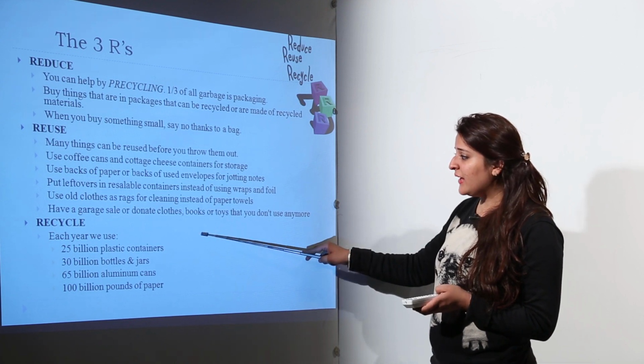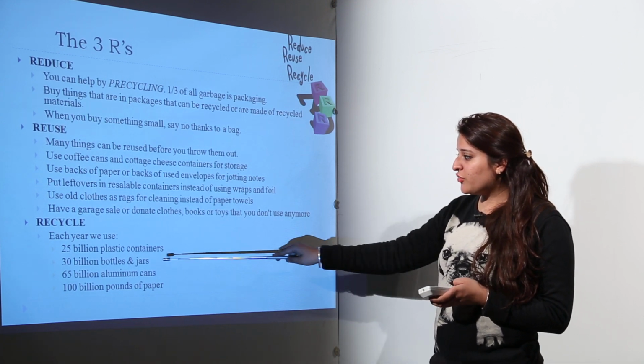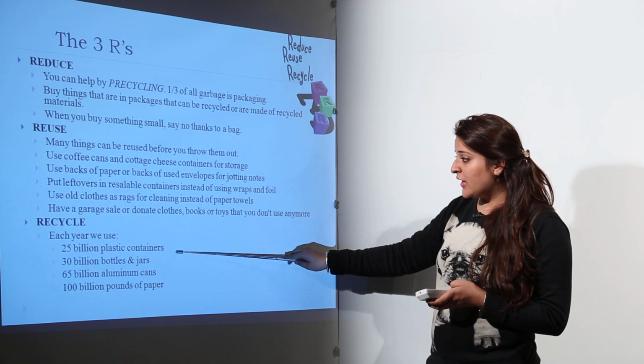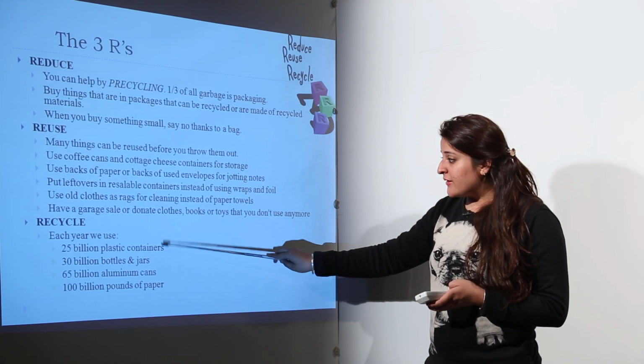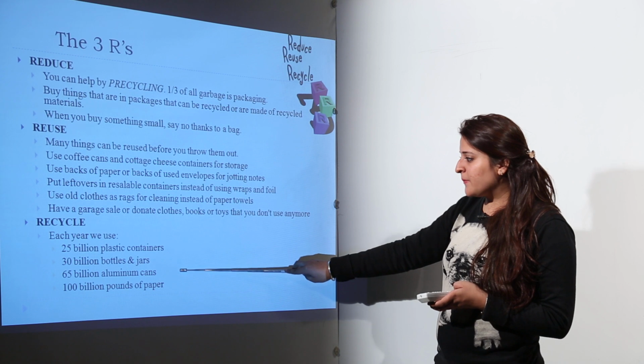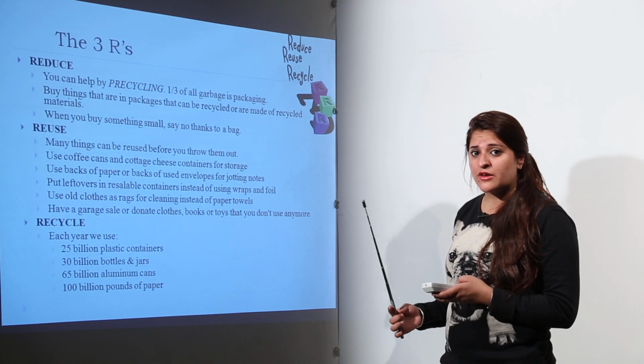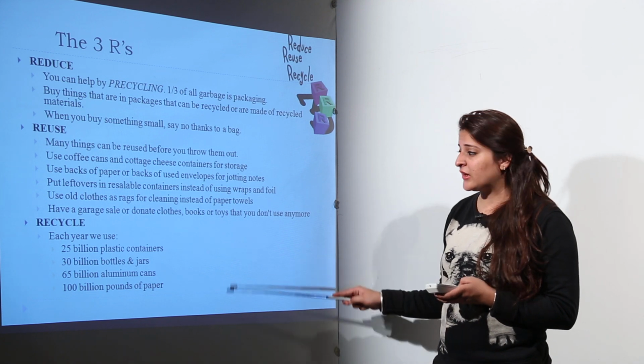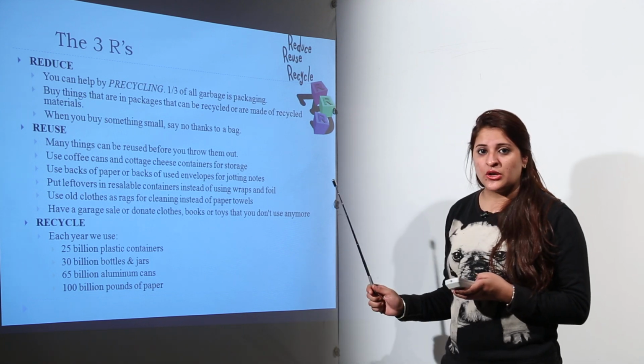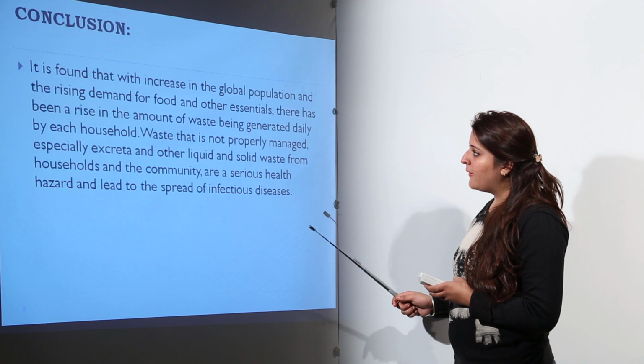What is recycle? Each year we use 25 billion plastic containers, 30 billion bottles and jars, 65 billion aluminium cans and 100 billion pounds of paper. So what you can do is recycle this stuff. If you definitely require a plastic container for some purpose, the only thing you can do is recycle it.